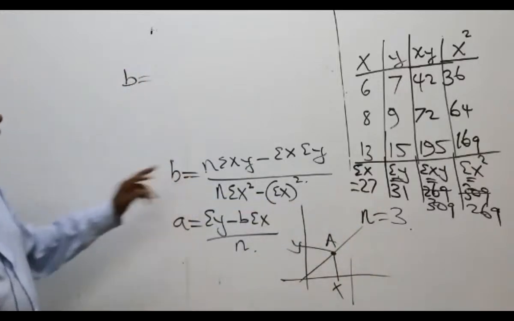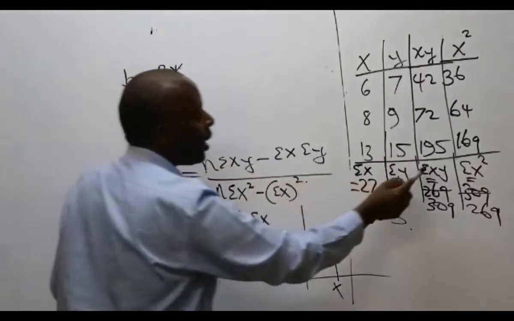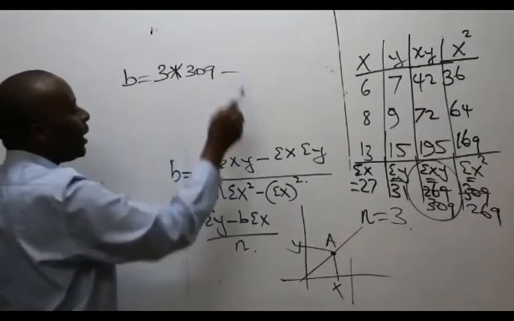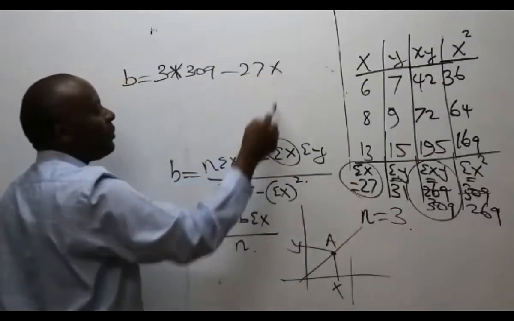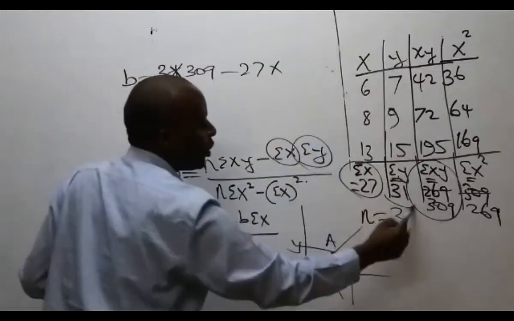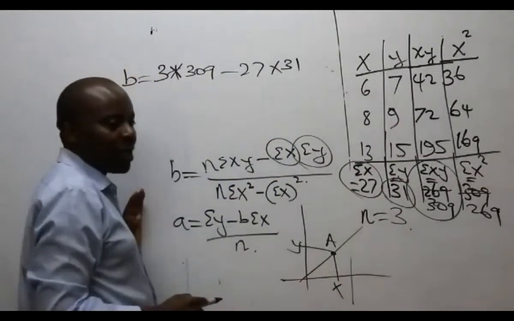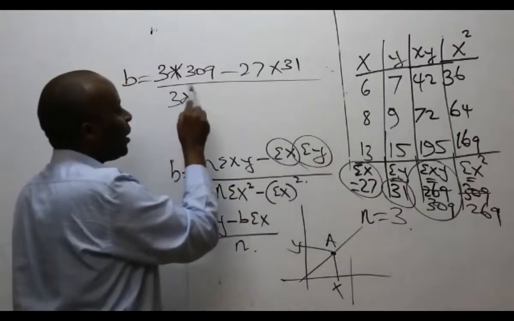So n is 3. So 3 times summation of xy, which is 309, minus summation x alone, which is 27, times summation y. Summation y, ladies and gentlemen, is 31. All over n again, which is 3 times.